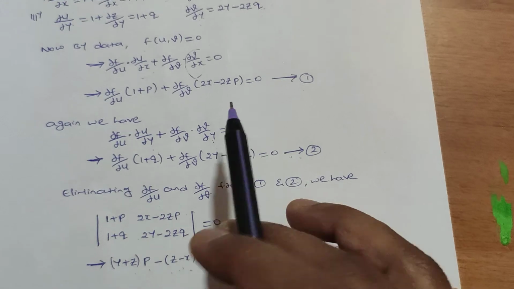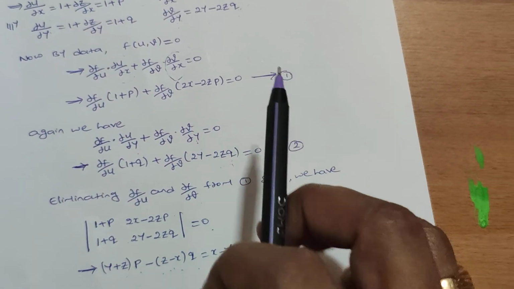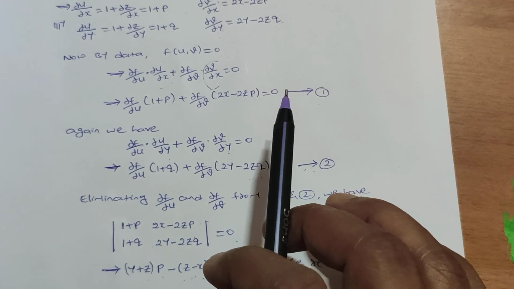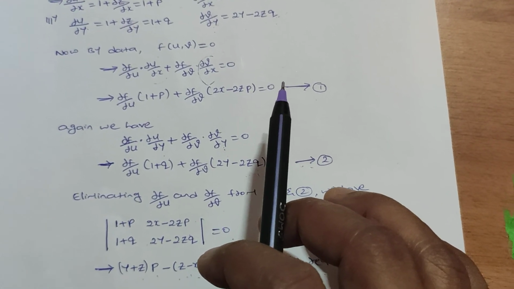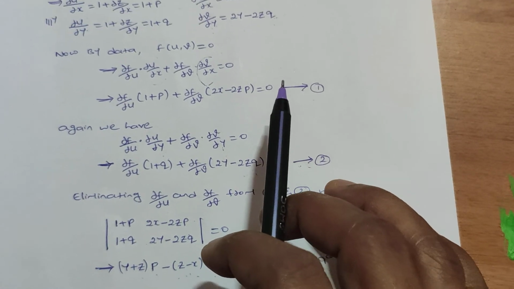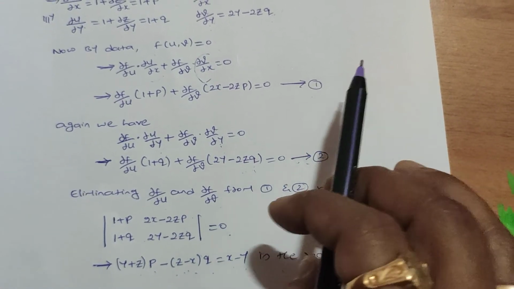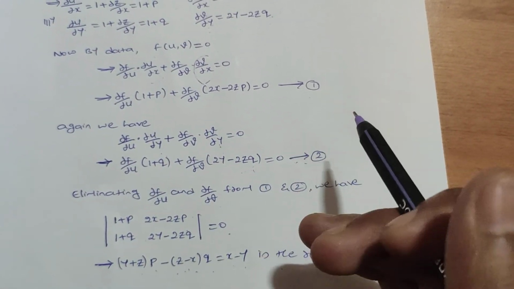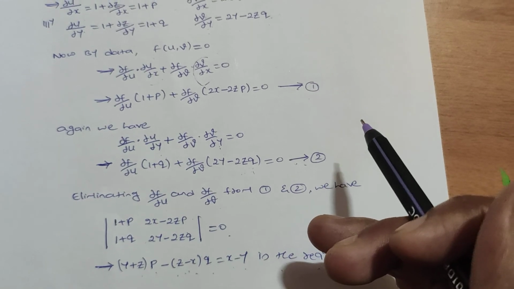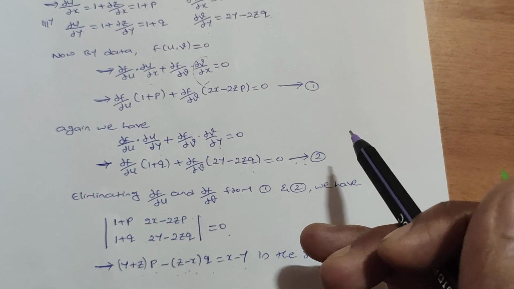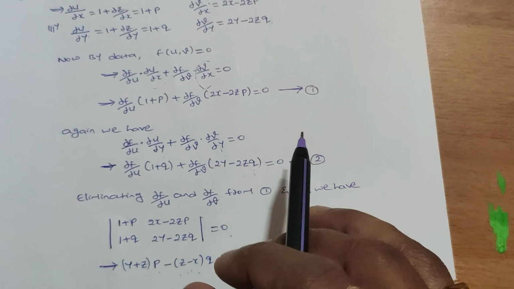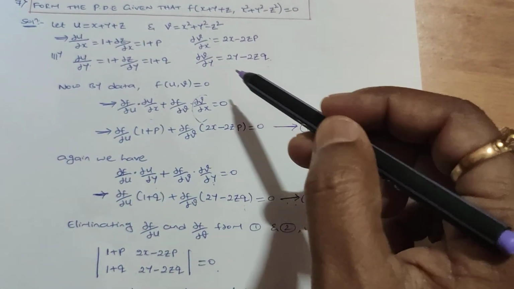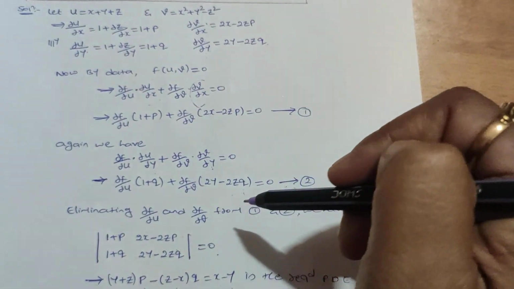If any other problem appears of the form eliminate the arbitrary function from the given partial differential equation, the procedure is to differentiate partially with respect to x and y separately. If we are not getting any clue, again differentiate partially with respect to x and y. So we have discussed some of the problems on eliminating arbitrary functions in PDE.